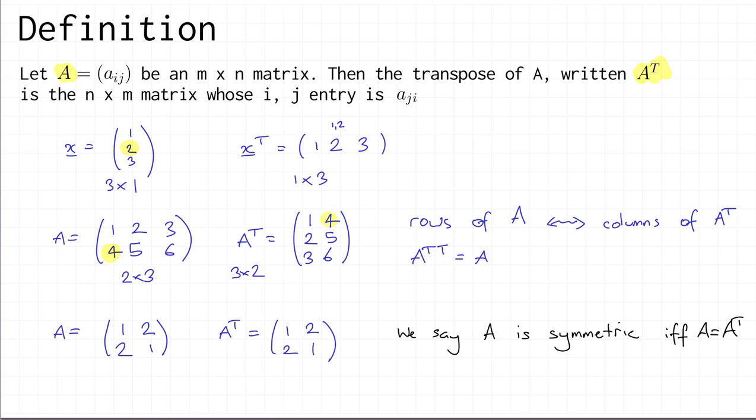So symmetric matrices have to be square because A is m by n and A transpose is n by m, so if they're to be equal, n must be equal to m.